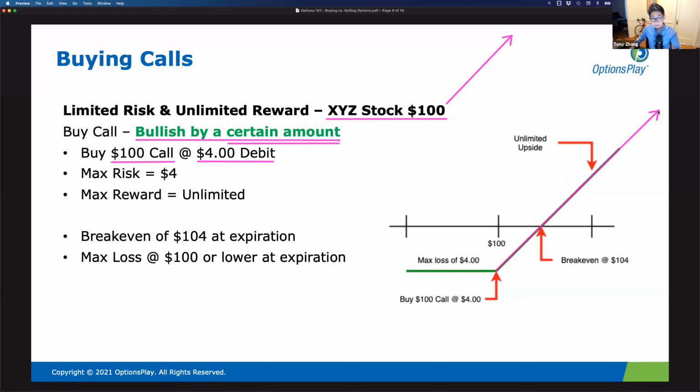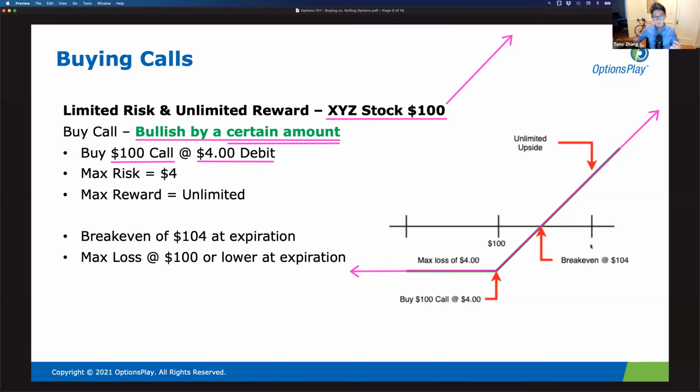So if I'm right and the stock goes higher, I participate in unlimited upside on this particular stock, or rather on this particular option if the stock continues to move higher. And my downside with a call option is the fact that no matter what happens, the most I can lose is the $4 that I pay.